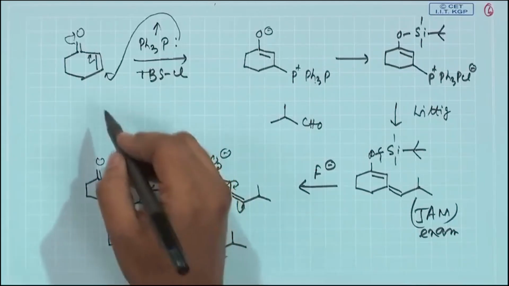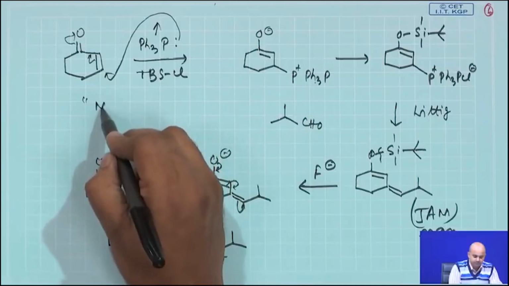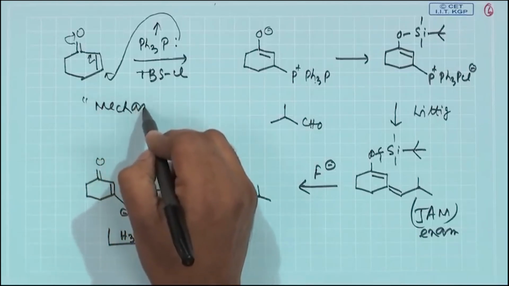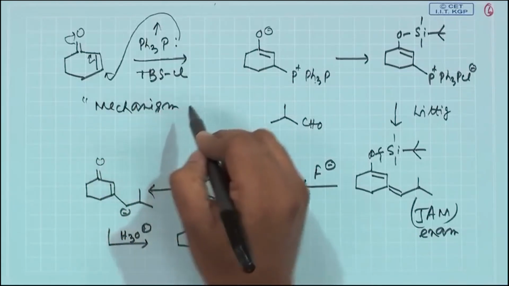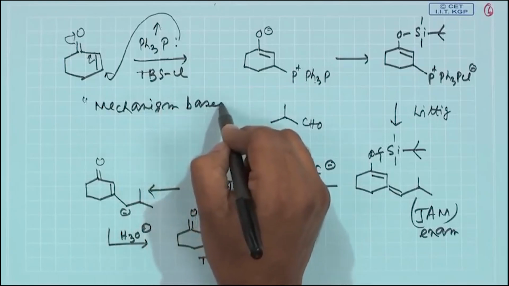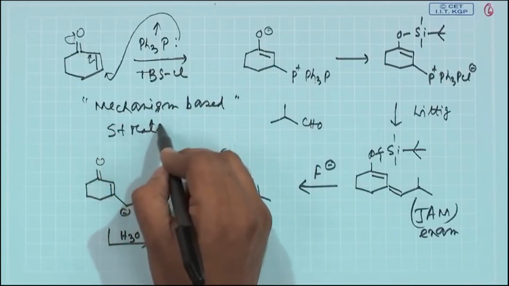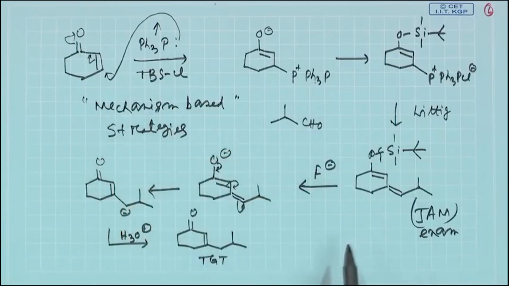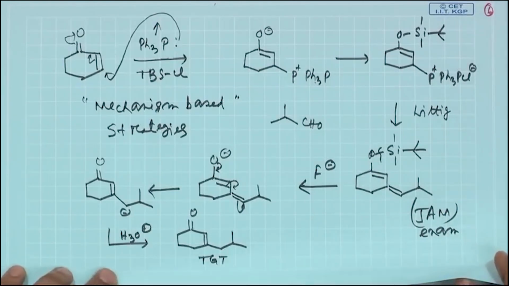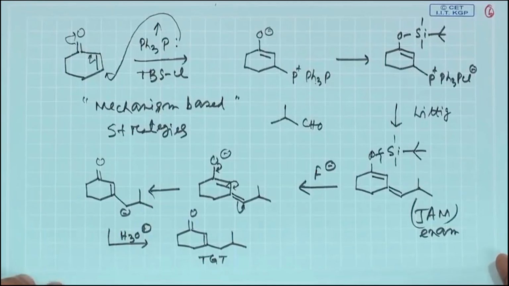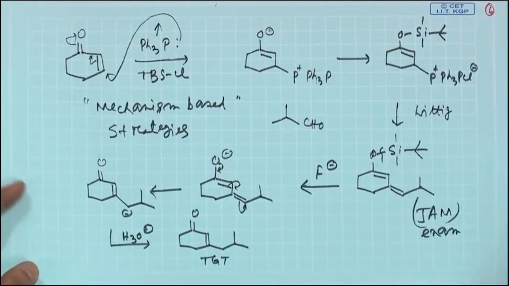The point is, this is a very nice demonstration of a mechanism based strategy. This mechanism is very simple, and it also gives you the idea of how a key transformation works. In this case, you are generating a Wittig ylide, or Wittig salt, in the reaction mixture by using triphenylphosphine as a nucleophile. That sets up the entire thing.